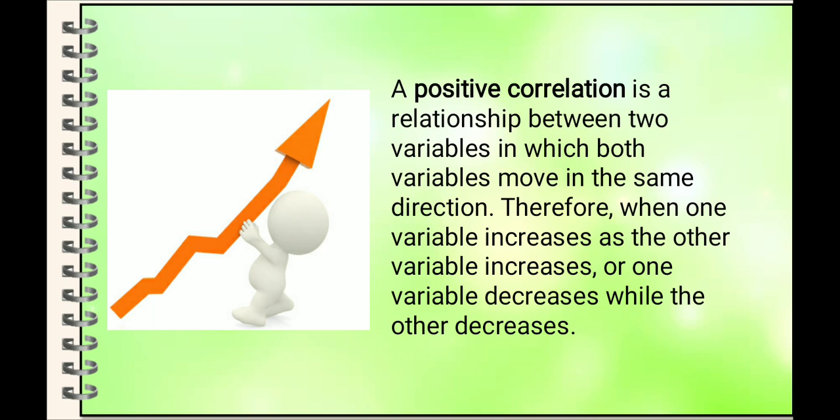A positive correlation is a relationship between two variables in which both variables move in the same direction. Therefore, when one variable increases, the other variable increases, or one variable decreases while the other decreases. An example of positive correlation would be height and weight. Taller people tend to be heavier.